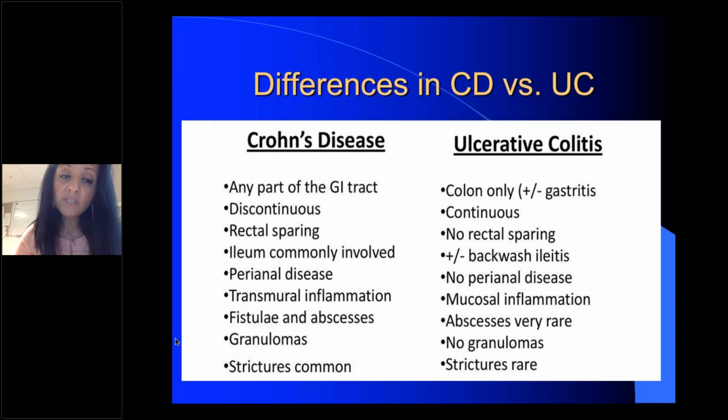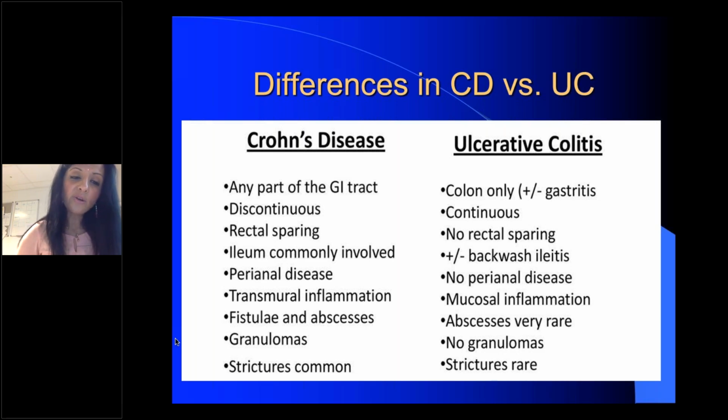Crohn's disease will most commonly affect the ileum. This is not so in ulcerative colitis, apart from the presence of a backwash ileitis. Again, Crohn's disease will have perianal disease, whereas we don't see this in ulcerative colitis. The inflammation in Crohn's disease is deep and it's a transmural inflammation, whereas in ulcerative colitis, it's mucosal. We can, in Crohn's disease, get fistulae, which are abnormal connections from the bowel to other organs or the skin, and the development of abscesses. These are quite rare in ulcerative colitis.